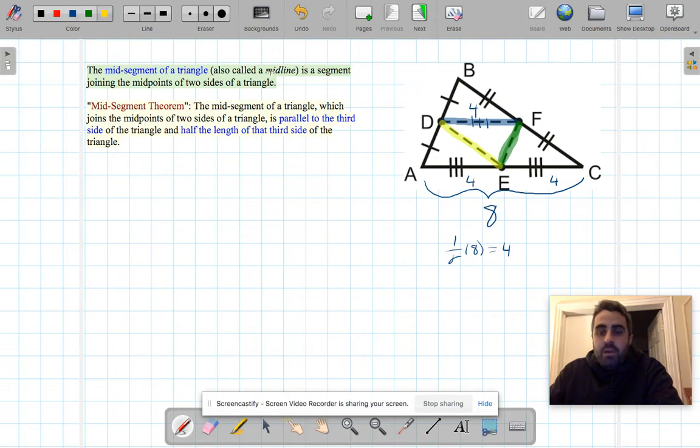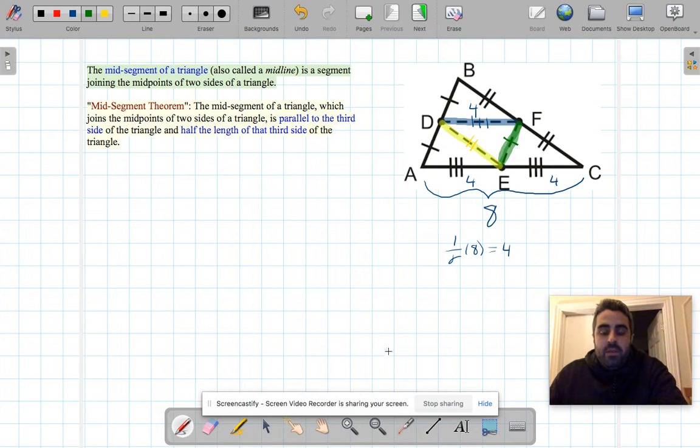The same thing goes for BC and side AB. The midsegment DE is half of BC, and the midsegment FE is half of AB. So you could draw that in too if you wanted. So these would be congruent: BF and DE and FC, and also BD, DA, and FE would all be congruent.